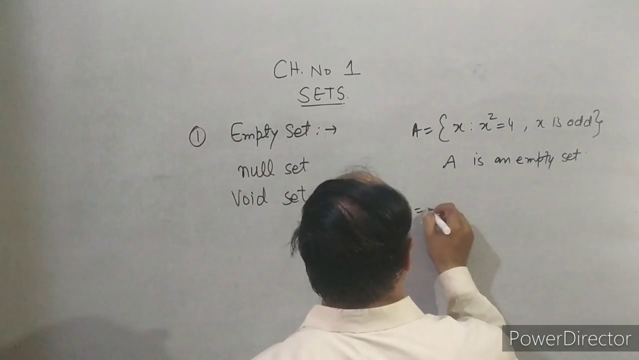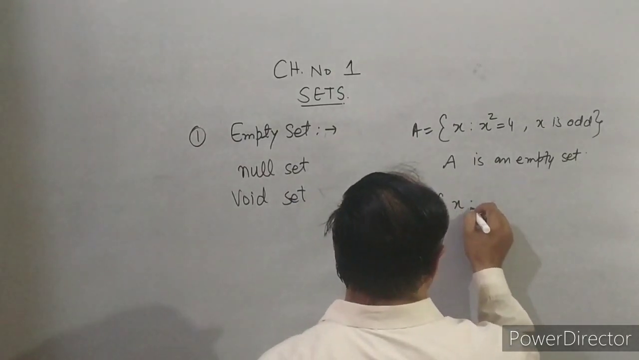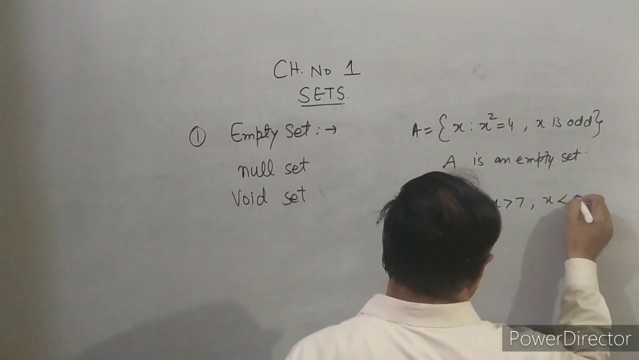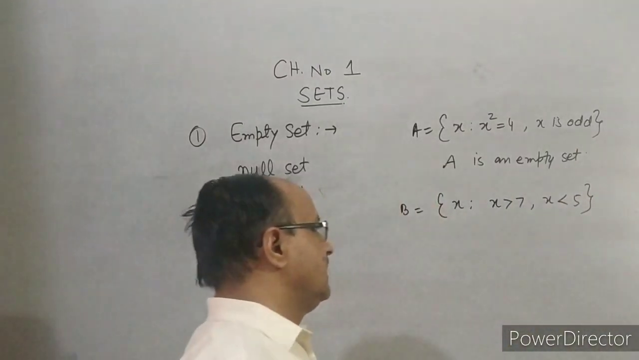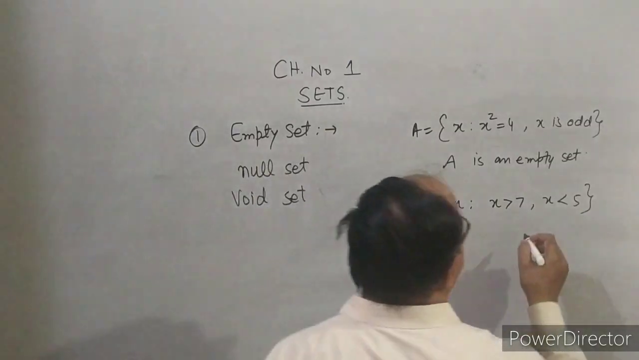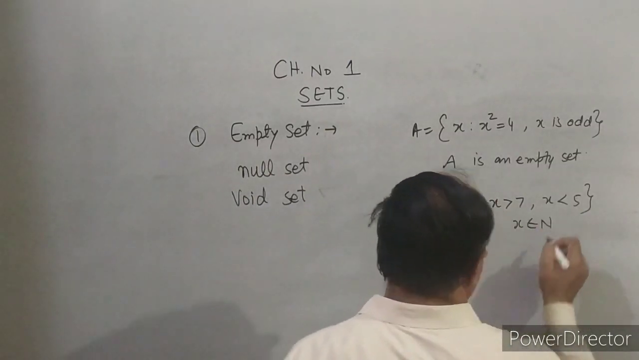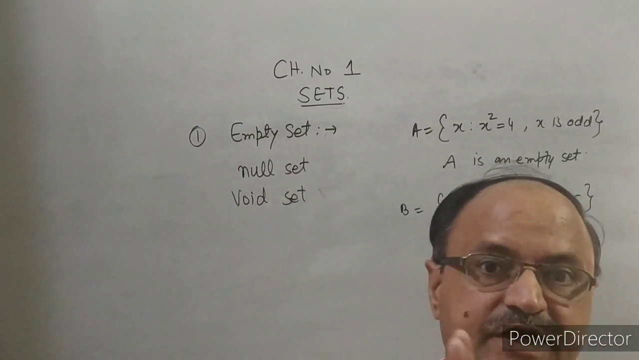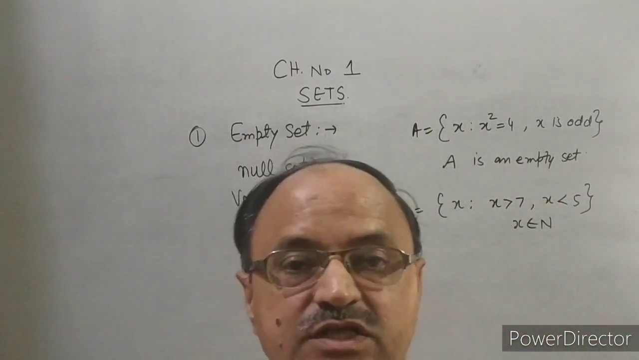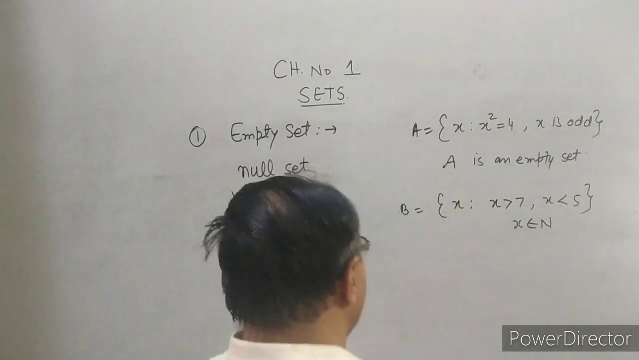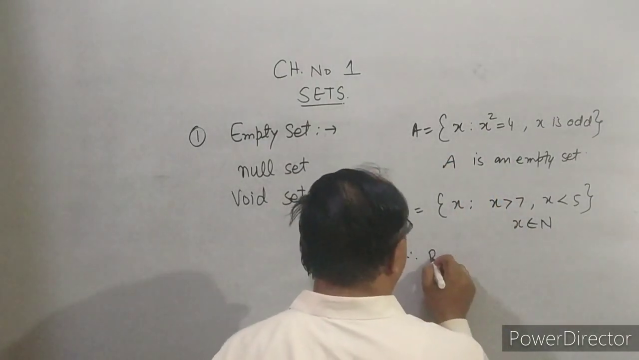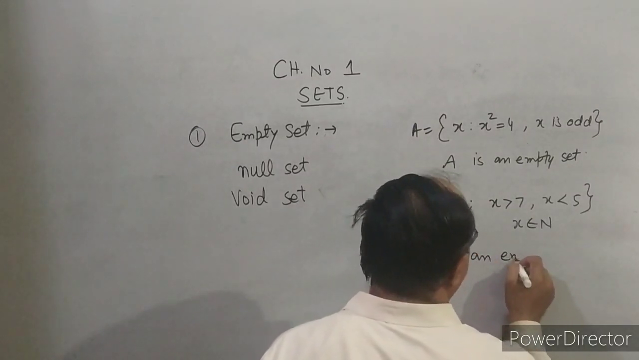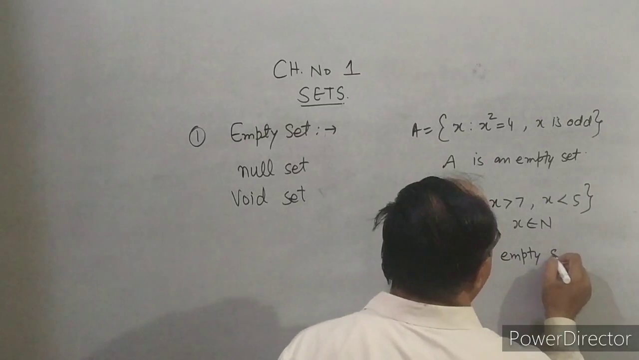Another example: the set of all x such that x is greater than 7 and x is less than 5, where x belongs to the natural numbers. There is no number which is less than 5 and greater than 7. Therefore, B is an example of an empty set.